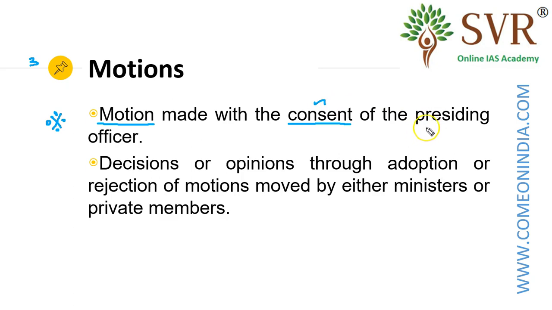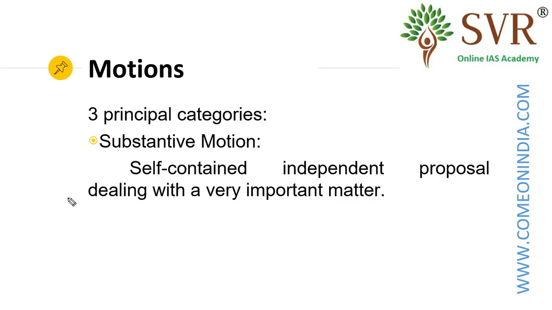The presiding officer, in the sense, is the Speaker in the case of Lok Sabha and the Chairman in the case of Rajya Sabha. Such types of motions can be brought to the House by both ministers or any other private member of the House, and the House expresses its opinion or decision regarding important public matters by adoption or rejection of such motions. The motions initiated by the ministers or private members in the House of Parliament for discussing matters of public importance fall into three principal categories.